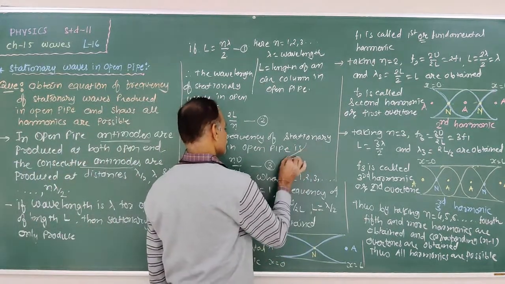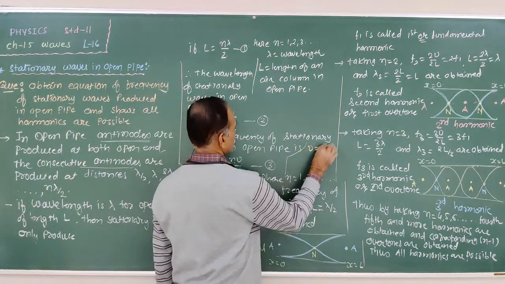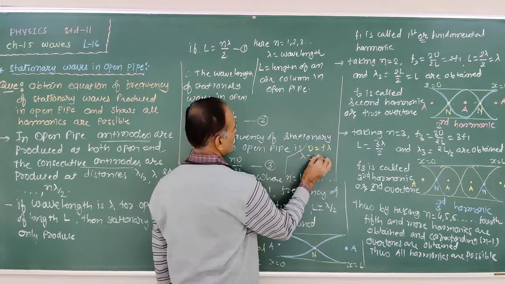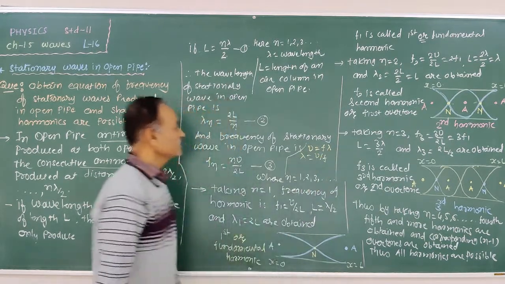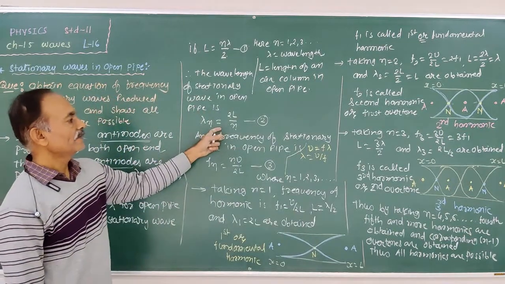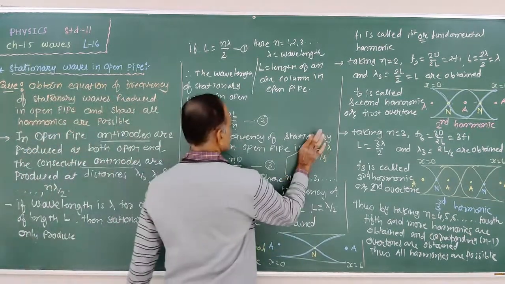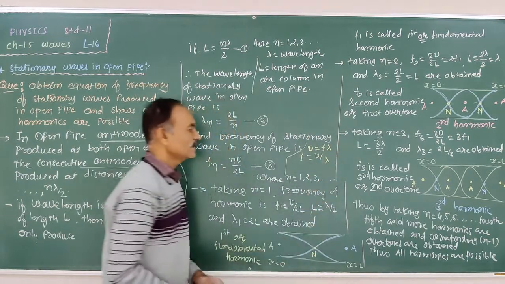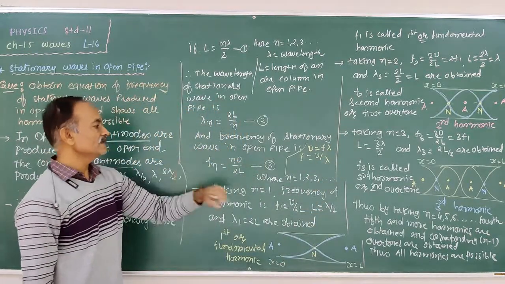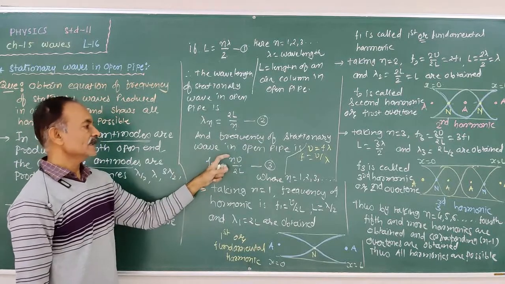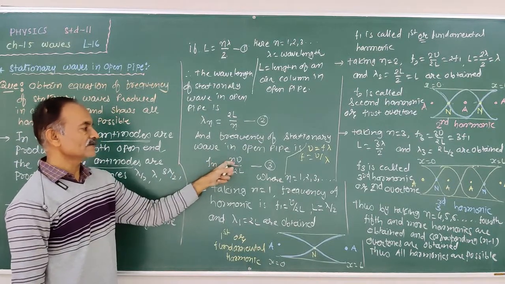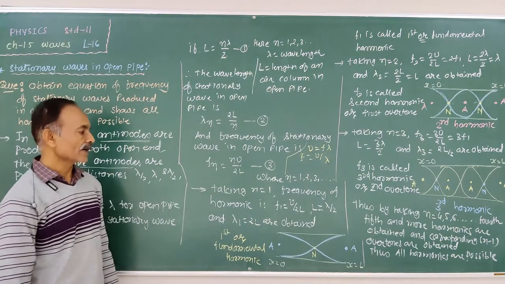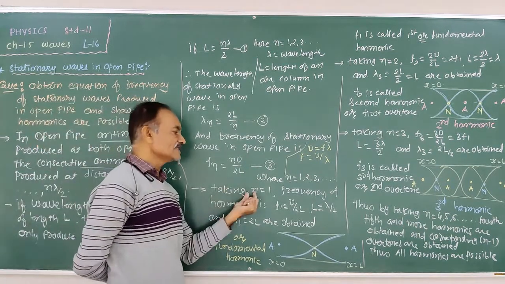We know that v is equal to f lambda. Therefore, lambda is equal to v upon f. Sorry, here f is equal to v upon lambda. Substitute the value of lambda here. So we directly obtain the equation of the frequency: Fn is equal to nv upon 2L. Right? Okay. Now, let's take n is equal to 1.